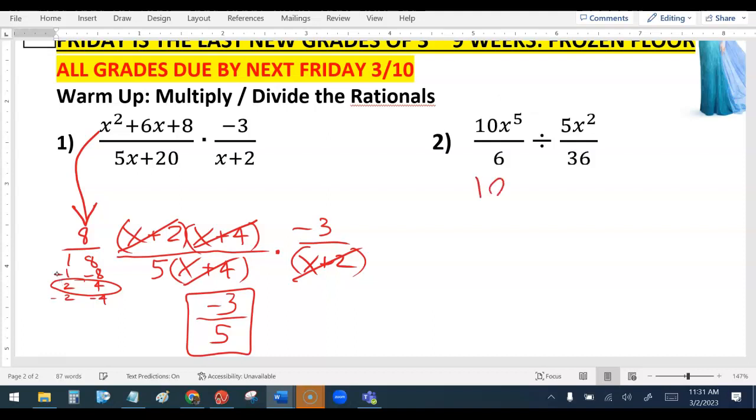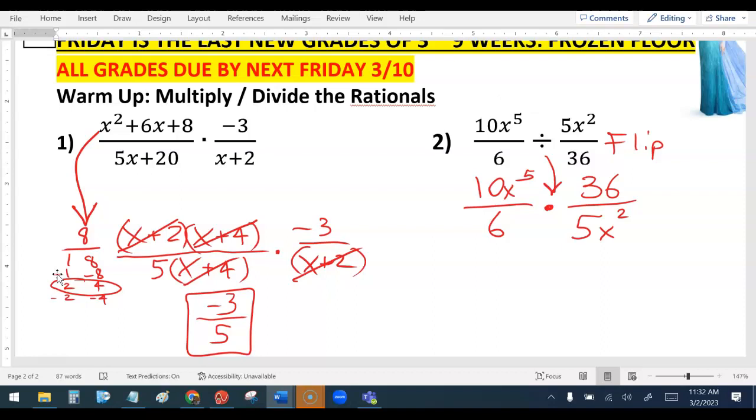Let's rewrite this, everybody. 10x to the 5th over 6. This becomes multiplying, and then you flip this one. The reciprocal. 36 goes to the top, 5x squared goes to the bottom. Could you simplify that on your own?